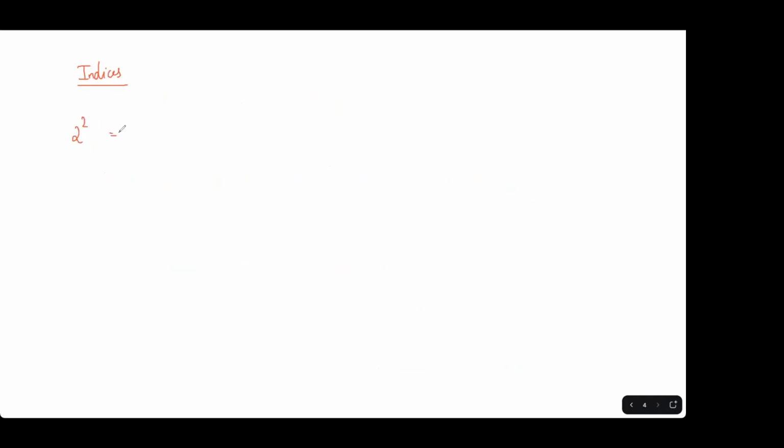2 raised to 2 का मतलब क्या है? 2 into 2. If I write 2 raised to 3, इसका मतलब क्या होगा? 2 into 2 into 2. 8. Correct.